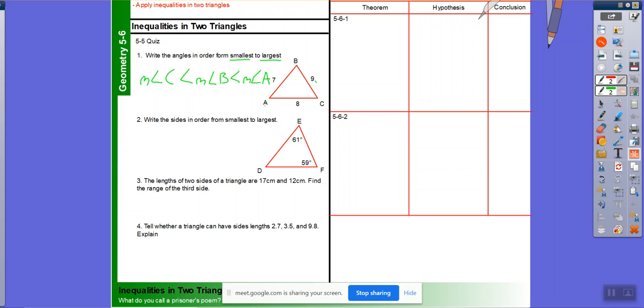Walter or Claudia, can you help me with number 2? I hate that green. It's like my least favorite color in the world.